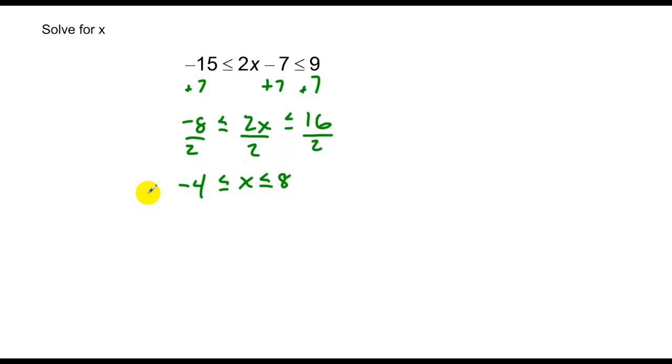And this is a satisfactory solution, and it says graph all the numbers between 8 and negative 4. Well, here's negative 4, closed circle, 8, closed circle, connect the dots. In interval notation, small number, negative 4, large number, 8, both are included, two brackets.